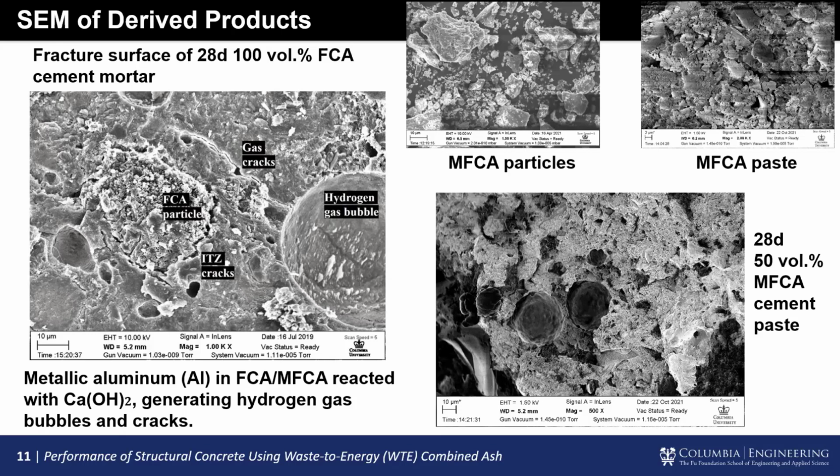And this image shows the 50 volume percent melt fine combined ash replacing cement in the cement paste. As we can see, the round bubbles distributed through the cement paste are also due to the metallic aluminum. And at this time, the melt fine combined ash has a smaller particle size than the original one. So the bubbles increased, and at the same time the compressive strength decreased linearly, as I showed in the melt fine combined ash cement mortar compressive strength.